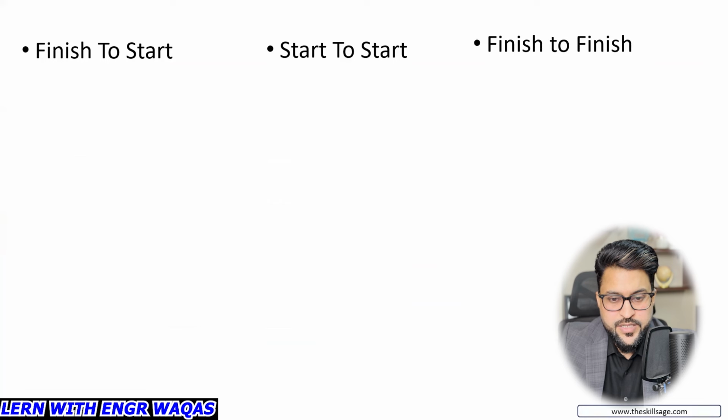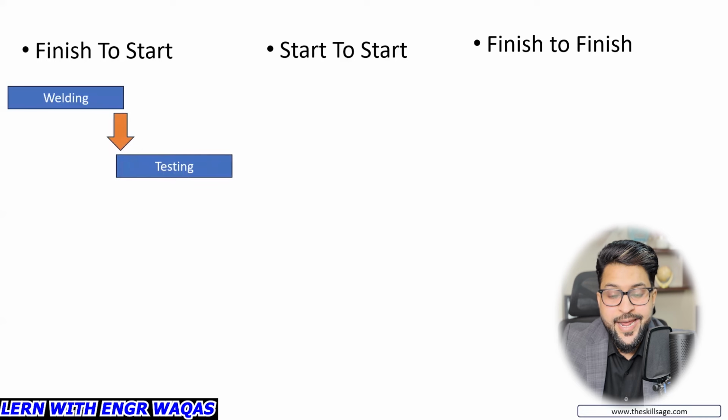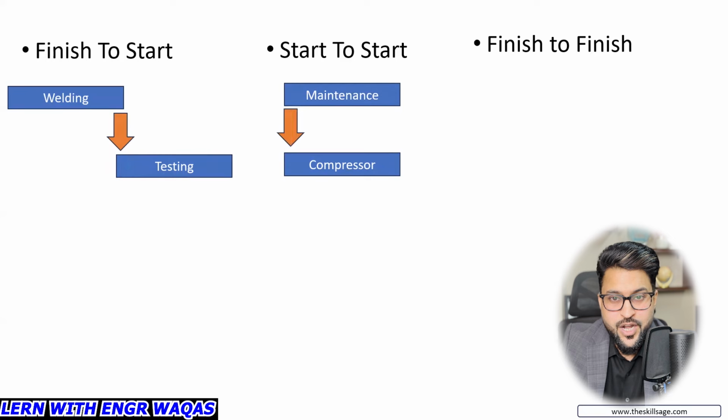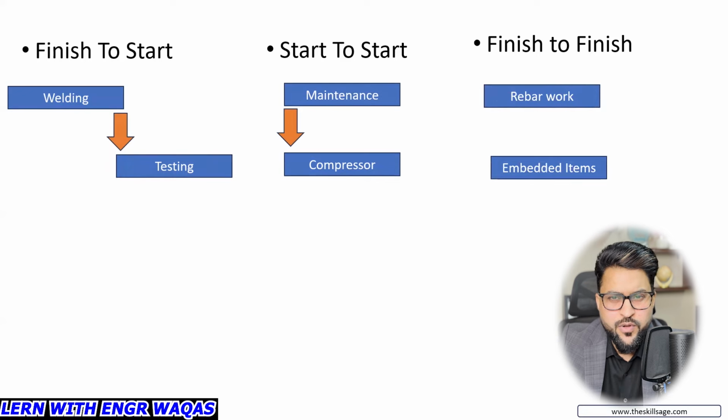In this example, you can see that there are three kinds of relationships. Start to start: both activities can be started at the same time. Finish to finish: both activities are going to be finished at the same time. In our project schedule development, there are many situations where we need to assign such relationships. For example, if welding is going to finish, only in that situation we can start NDT testing, so such activities will be given a finish to start relationship. Start to start relationship: as soon as our maintenance is going to start, our compressor or pneumatic supply is going to start. So this is going to be a mandatory start to start relationship. And then finish to finish relationship: our rebar work, our steel work is going to finish, and then our embedded items installation needs to be finished at the same time.